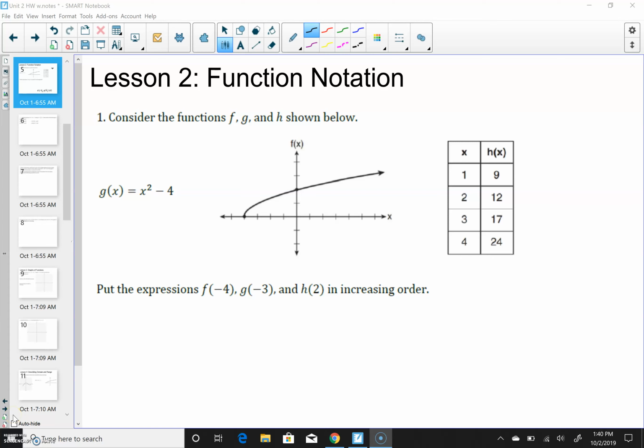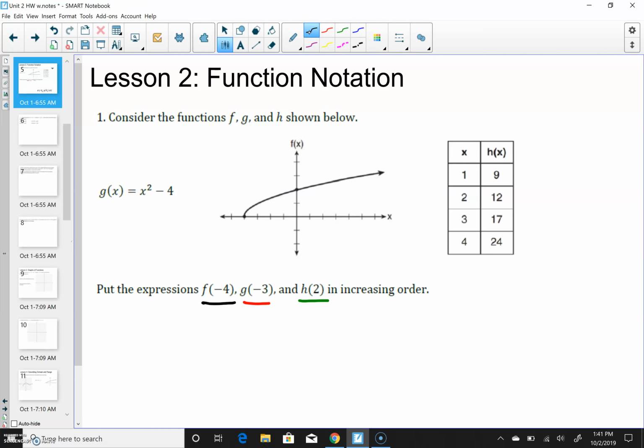Tonight's homework on function notation is really going to start to help us understand how we work with f of x, g of x, and all those types of function notations. So the first question asks us to put the expressions f of -4, g of -3, and h of 2 in increasing order.